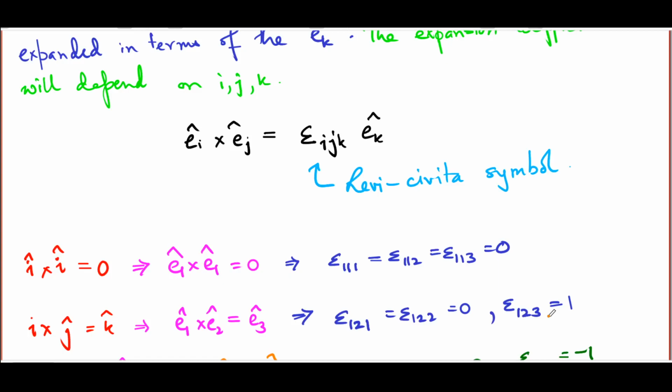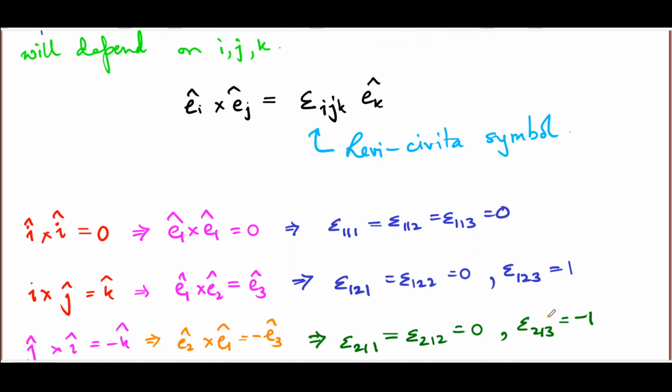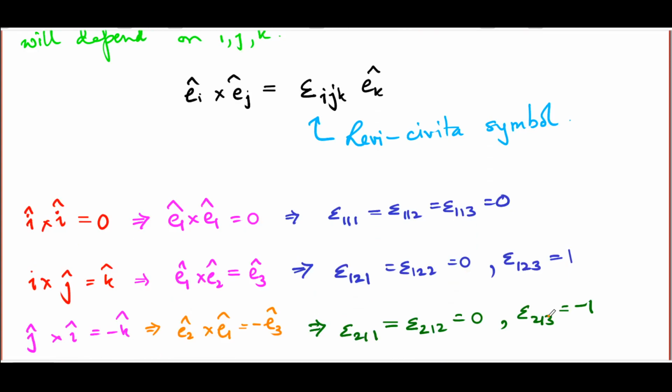So epsilon 1 to k Ek is E3 times 1. That means epsilon 1 1 1, epsilon 1 1 2 are 0, and epsilon 1 1 3 is plus 1. I am stressing on the plus in the plus 1 because if you were to do this in the other order, j cross i, that will give you minus k. That is E2 cross E1 is minus E3.